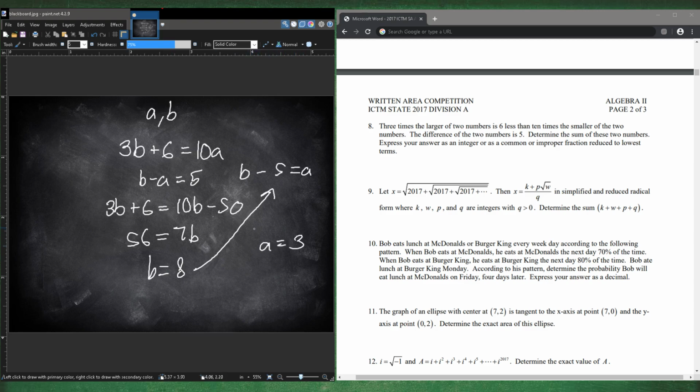So we need to find the sum of the two numbers. So 8 plus 3 is 11. And that's your answer for number 8.